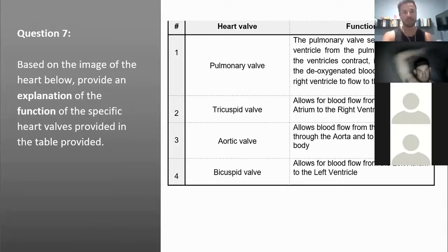All right. We good with that one, guys? Yep. Yep. Okay, great. Yep, those 4 valves.